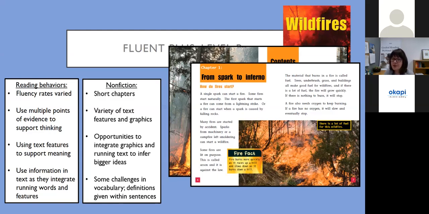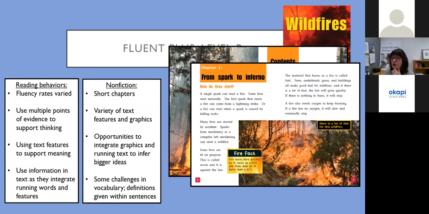That phrasing, this is called, is one of those phrases that introduces a vocabulary word. And we look for the sentences before to help us figure out what this is referring to. On page 7, it begins with this: the material that burns in a fire is called.